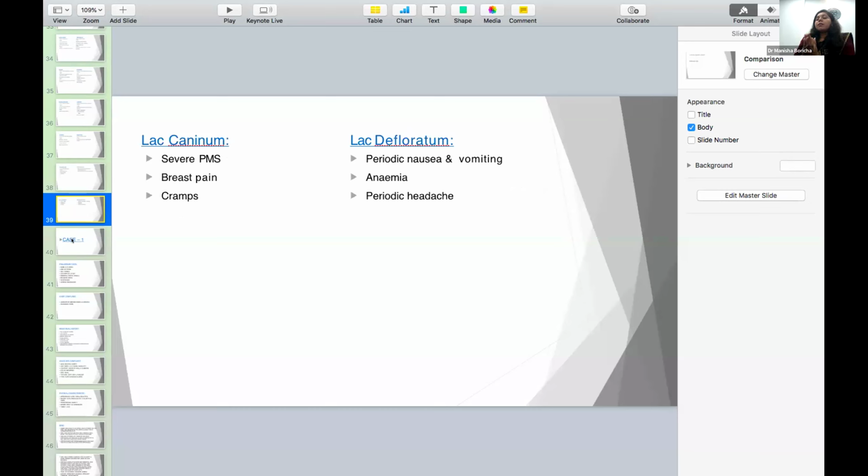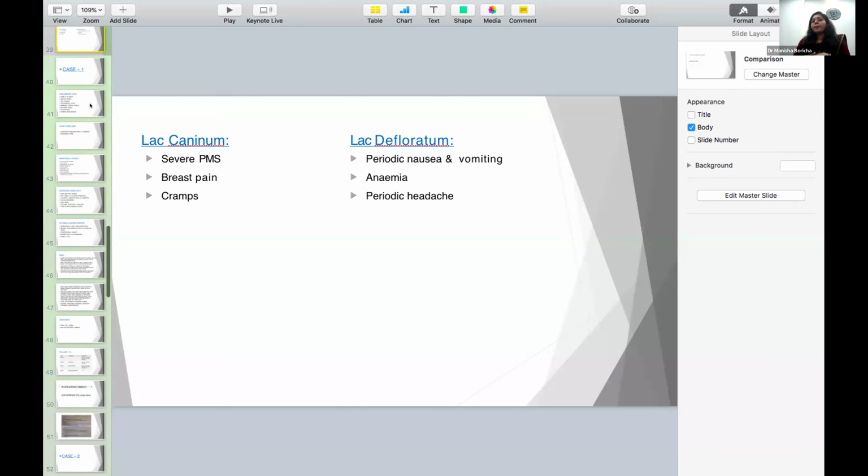Lac series: basically in the female, there is Lac caninum and Lac defloratum. Lac caninum is for severe PMS, breast pain, and cramps during a period. Lac defloratum is for periodical nausea and vomiting, anemia, and periodic headache. Next one.